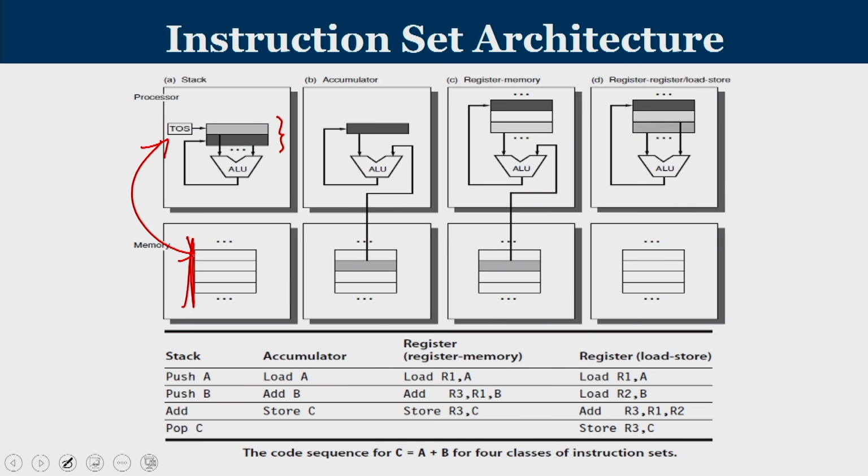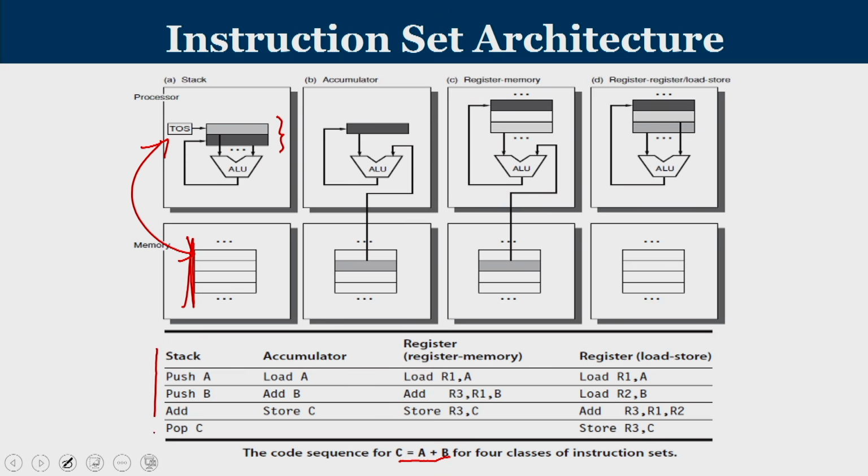And then when an operation is to be done, in the case of a stack architecture, we will not specify where the operands are. Operands are by default located in the top 2 elements of the stack. Consider the case that we are going to have C equal to A plus B, a basic operation to be done, where C, A and B are memory locations.